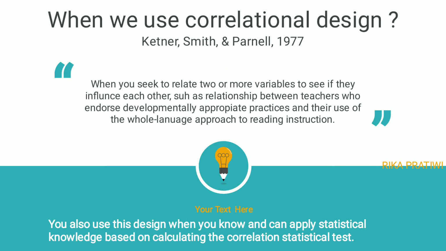Kettner, Smith, and Parnell, 1977, said that we can use correlation design when we seek to relate two or more variables to see if they influence each other, such as the relationship between teachers who endorse developmentally appropriate practices and their use of the whole language approach to reading instruction. We also use the correlation design when we know and can apply statistical knowledge based on calculating the correlation statistical test.